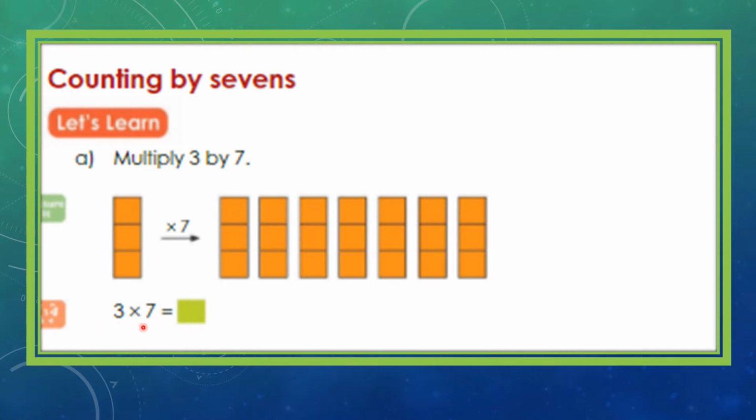And our second factor, class, is 7, simply because there are 7 groups of 3 here. So 1, 2, 3, 4, 5, 6, 7. Now, class, if we put together all the boxes here, that will be a total of 21. So 3 times 7 equals 21.